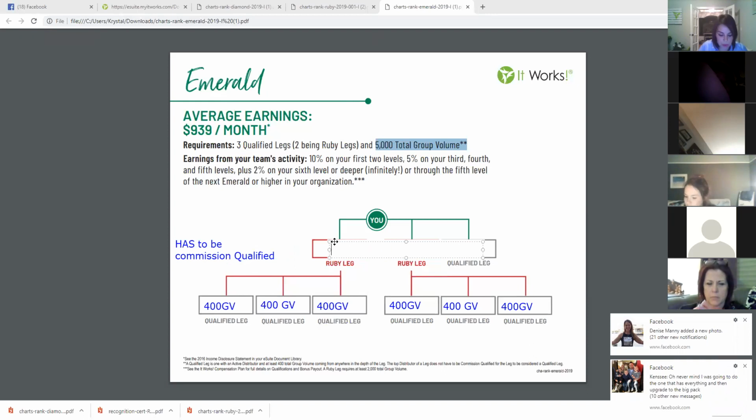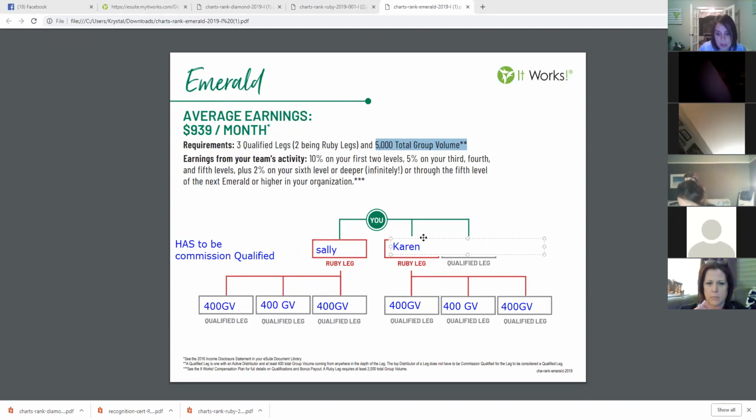So I'm just going to put a couple names in here again, so we can just pretend. It helps me to see names in the boxes so that I know that I covered these spots. You better make her a different name, huh? Okay. So Sally and Karen, they have both run their ADBV auto shipment. They are commission qualified. They have 3 400 legs underneath them, and they each have 2,000 in group volume, okay? Because we know a Ruby has to have 2,000 in group volume, okay? So I'm going to put down here 2,000 GV because we know that they have 2,000 GV.